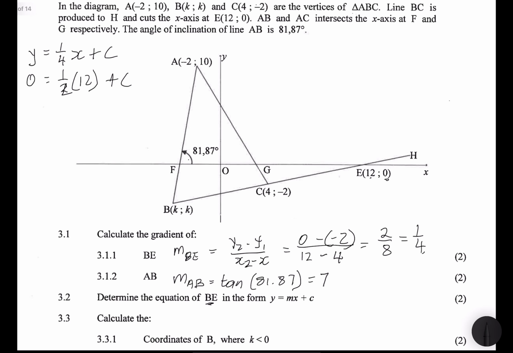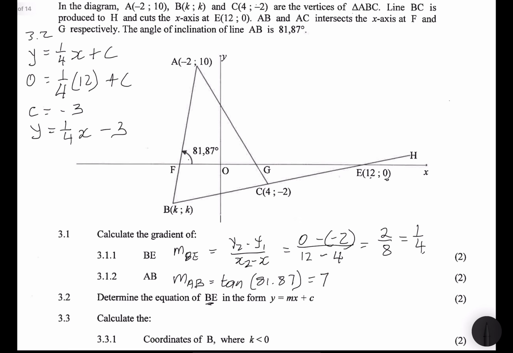Sorry, this is 1 over 4, not 1 over 2. In fact, let me erase it quickly. So that is 1 over 4 times 12, which is 3. But when I take it to the other side, I get negative 3. So the equation is y equals a quarter of x minus 3. That is our equation, answering 3.2. I hope you're still okay with that.